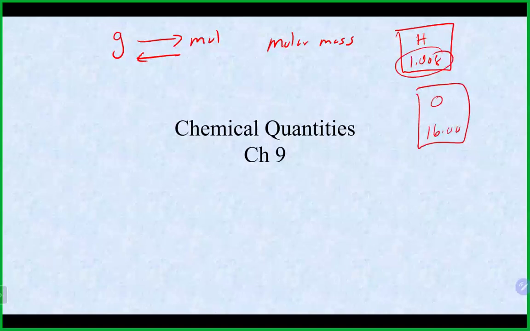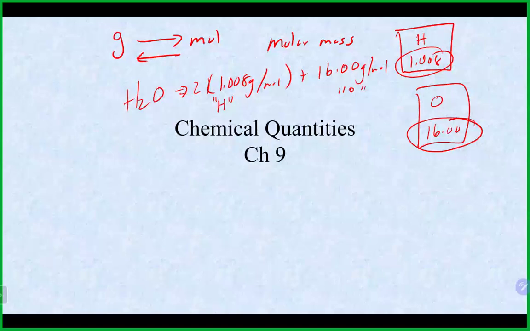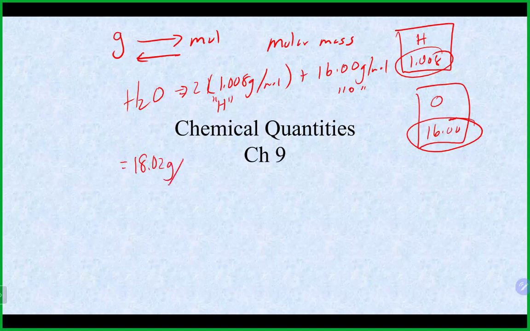So again, if we had something like water, we basically just add up all the parts. So we go to the periodic table, and there are 2 times 1.008 grams per mole, which is basically the molar mass of hydrogen from the periodic table. We would go to the periodic table, find our oxygen. We would add that, and that would be the molar mass there for oxygen. And we would add it together, and we would get something like 18.02 grams per mole. That is the molar mass of water.